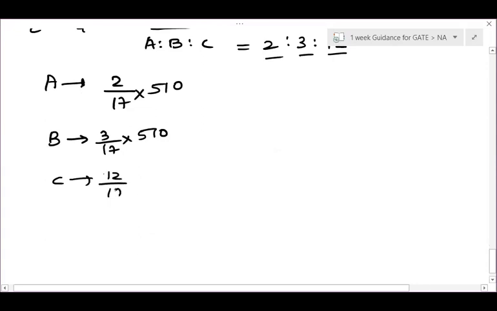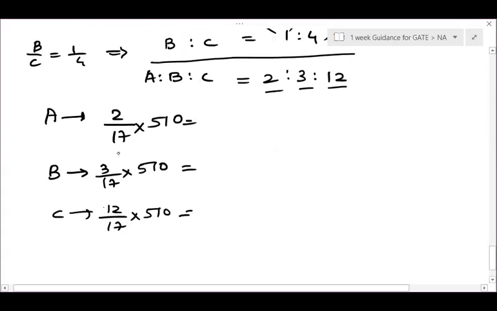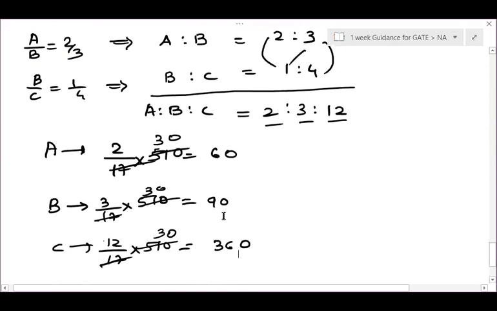Here also you need to save your time. Don't waste time with the x method. It can be done directly. 17 3s are 51, so 2 times that gives 60. Now you don't have to repeat the same; the same will come. This is your 90, and this is your 360. So 60, 90 and 360. Is it clear? Please give me some response.